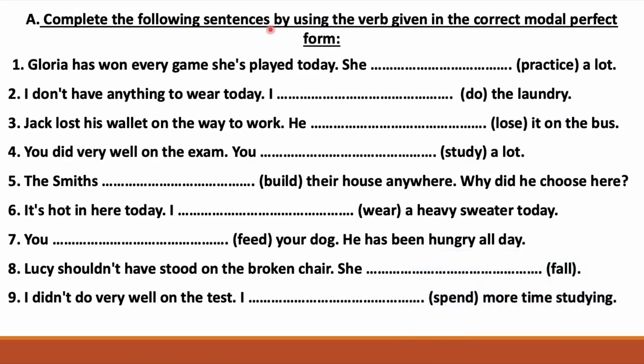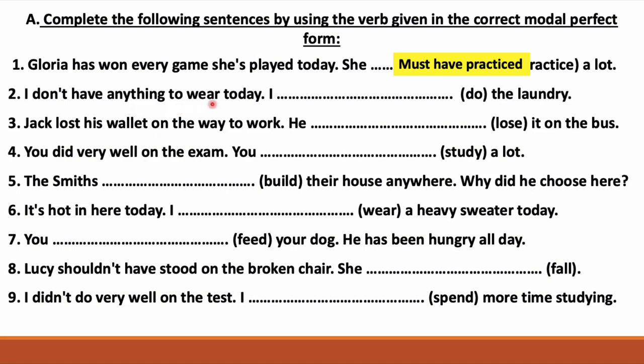Here we have: complete the following sentences by using the verb given in the correct modal perfect form. Let's start with the first one. In this exercise, you will provide the correct modal perfect that we have seen so far. Number one: Gloria has won every game she's played today. She practiced a lot. So what is the modal? Is it should have, shouldn't have, can't have, or what? The answer is must have. So she must have practiced a lot. Here we have certainty based on evidence. What is the evidence? Gloria has won every game. So I'm sure that she practiced a lot.